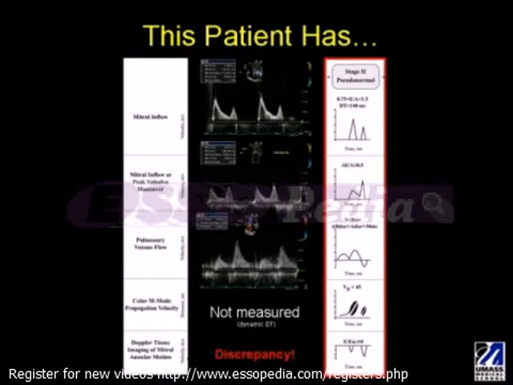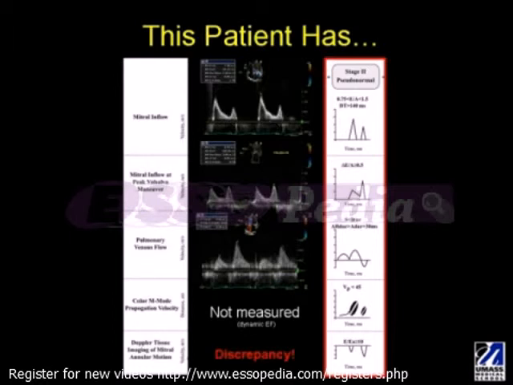So this patient has stage 2 pseudonormalization. As you can see from the top example of the mitral inflow, it appears to be normal, but with Valsalva there was a significant reduction in the E wave velocity, and the deceleration time increased along with a slight increase in the A wave.